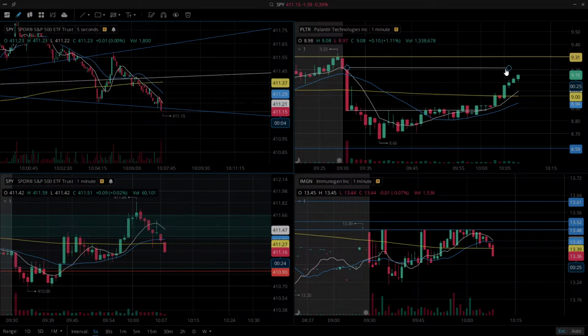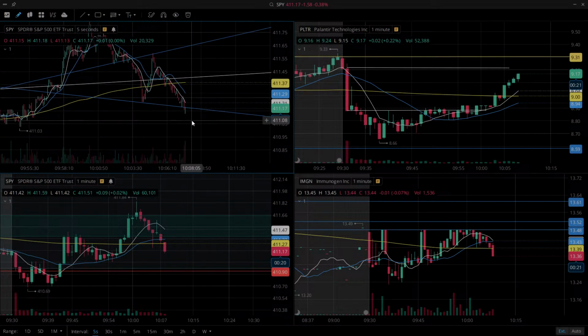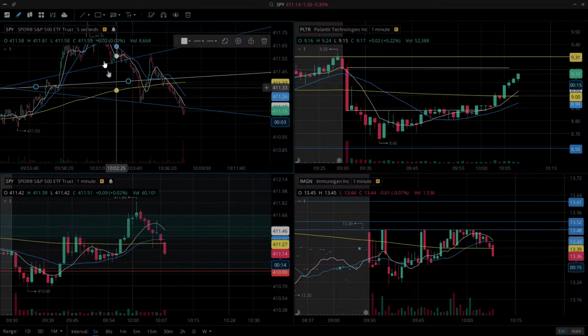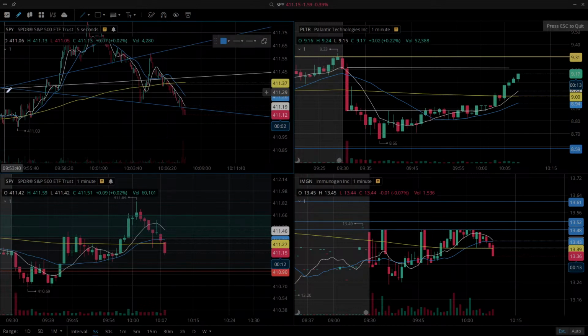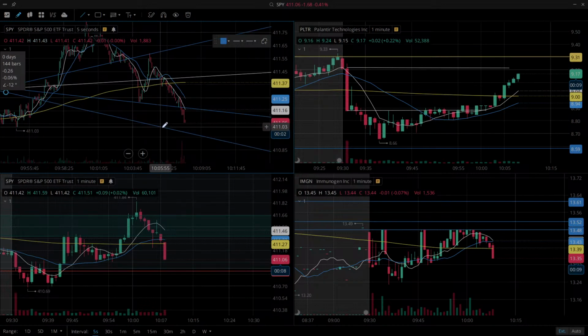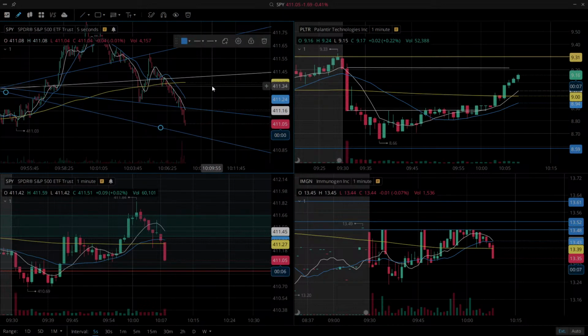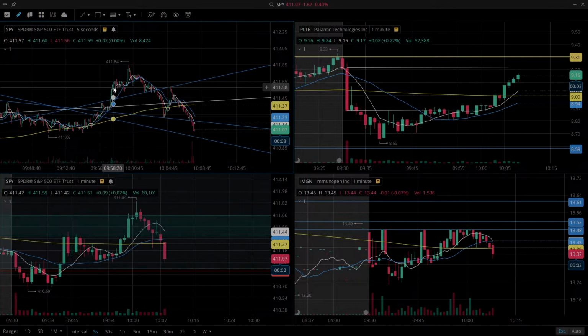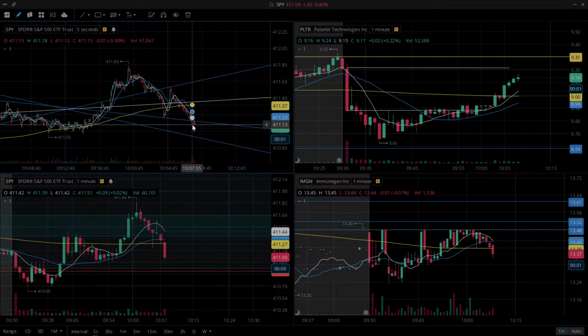All right, PLTR just about to meet that target. Whoops, SPY's going to give us a deviation play. So I can go back to the root and start a line there. Look at the head and shoulders. Bring it down your chart a little bit. Yeah, up here. There it is. Look at that head and shoulders. Nice and clean.